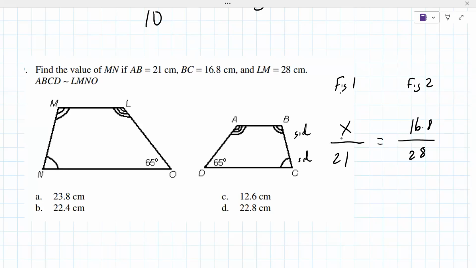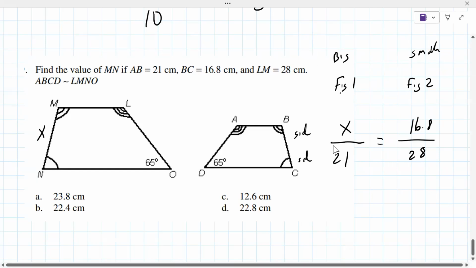Yeah. Okay. So we're trying to find MN. MN goes with BC. Okay, so that's fine. And then AB, so x is the big one, and this is the smaller one. Is that how you did it, or did you set it up another way?